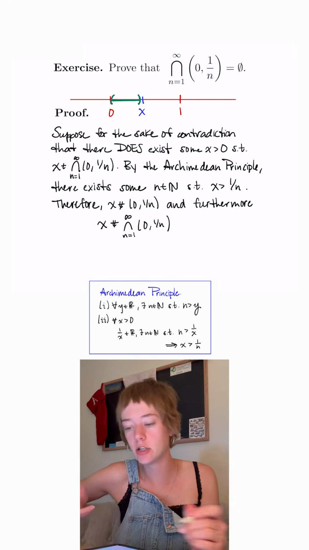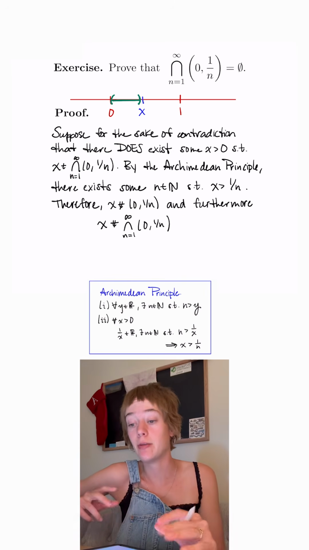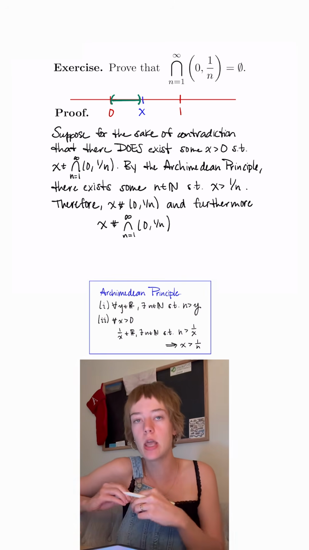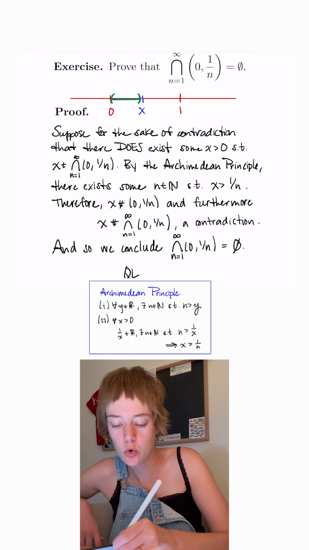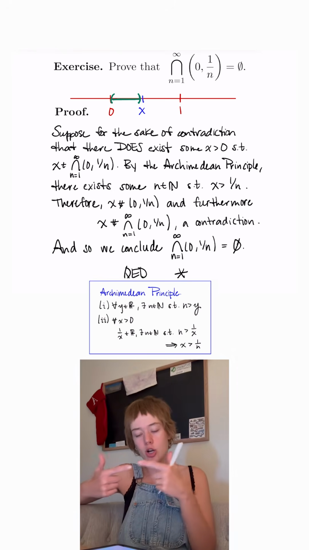And there's our contradiction. We said that x is in the intersection, but it's actually not. And because there's no x in the intersection, it's got to be empty. And we finish with a QED. Or we could even use the contradiction symbol, right? Two arrows together, contradiction.